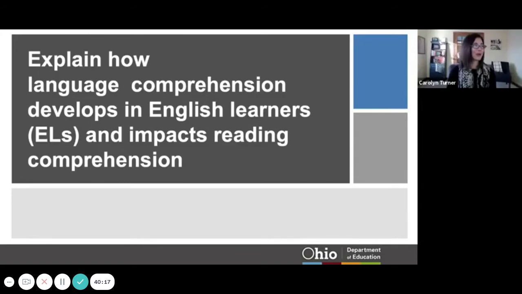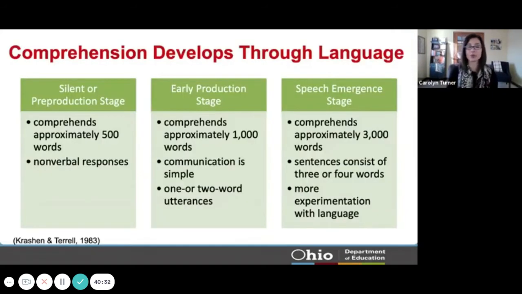Okay, so this is great. I'm glad we give you this time to think and to process. But let's keep going a little bit, and let's think about how this language comprehension is really starting to develop, and through this development, how it's eventually going to impact their reading. So you all may have seen these stages before. It's really how language is acquired, and how we're now going to use it to think about how comprehension is going to develop through language.